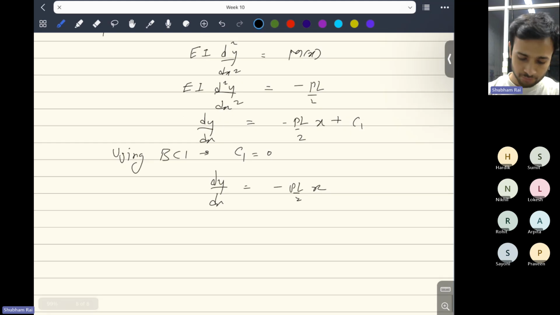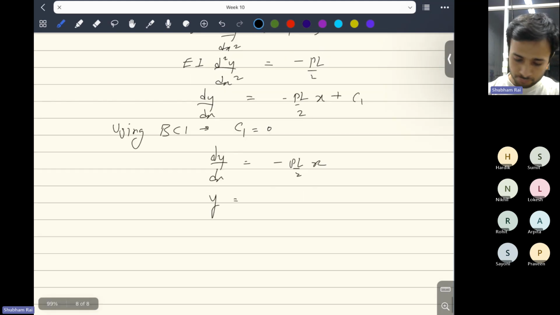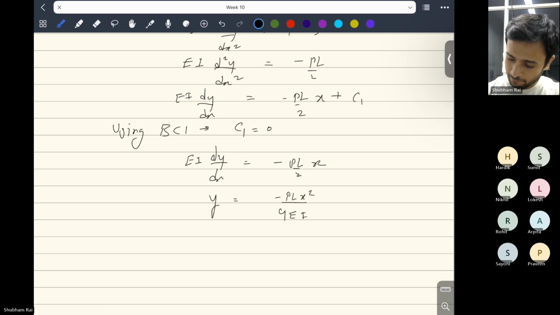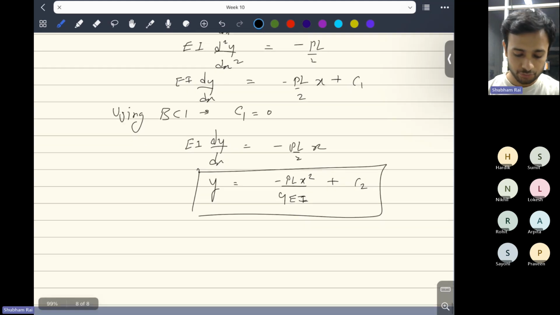Now if you integrate once more, you get y is equal to, obviously EI I have not written here, EI will also be there. So y will be equal to minus of PLx square by 4 EI plus C2. Okay, and we don't have any boundary condition yet for finding the C2.